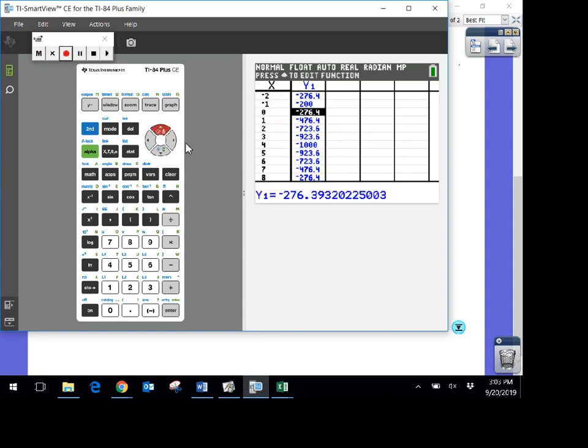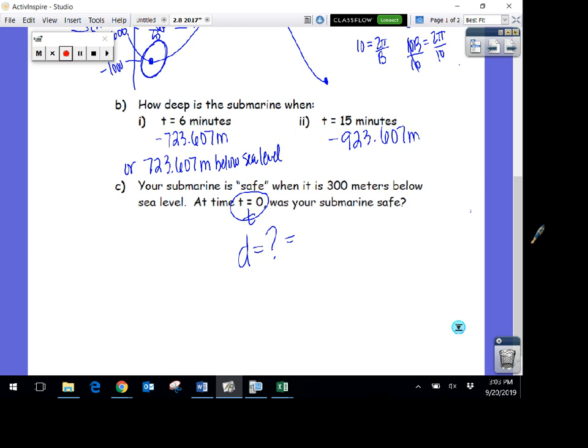And right there, negative 276.393. Negative 276.393 is what our distance from the water is at time equals 0. It tells us we're safe when we're 300 below. We're only 276 below, so our answer is no.